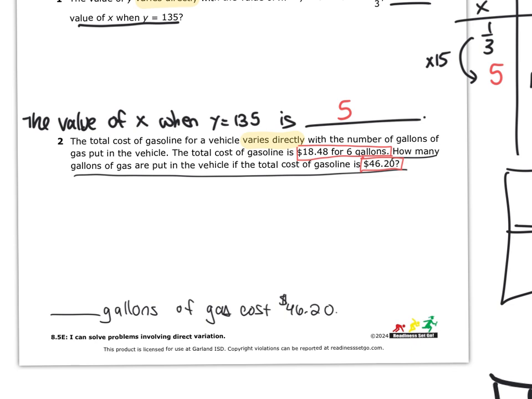I liked the table strategy we used last time, so I'm gonna do that again here. But this time, instead of X and Y, I'm gonna have gallons and dollars. And I know that when I had 6 gallons, it cost $18.48. I wanna know how many gallons I can buy for $46.20, like that.